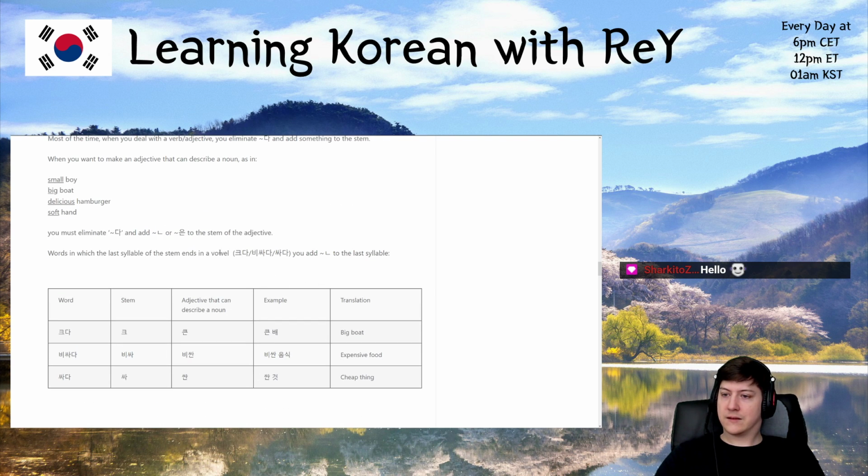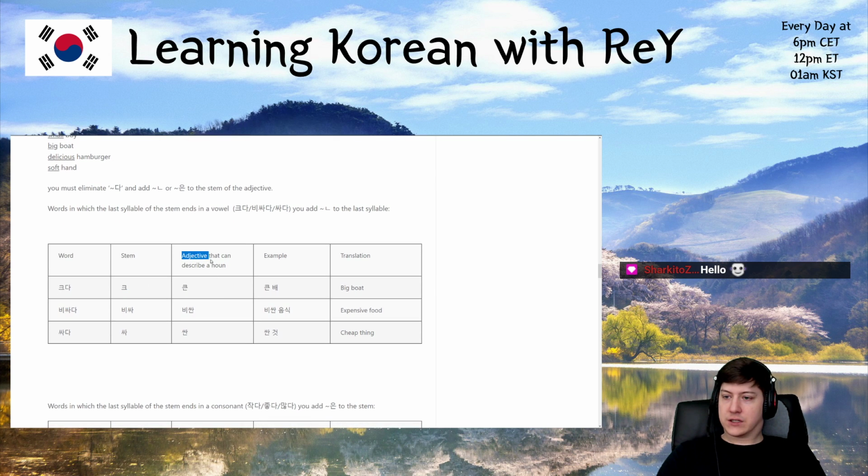Okay, so if it ends in a vowel, you just add the n. Köda, stem is kö. Adjectives that can describe a noun: kün, künpe, big boat. Okay, we just add an n to the end.